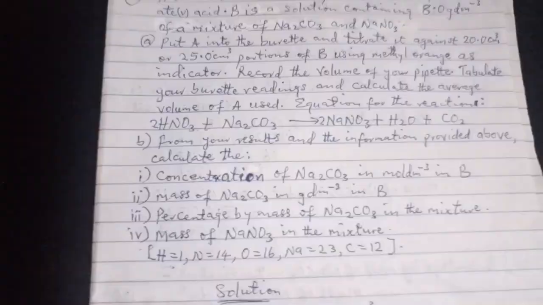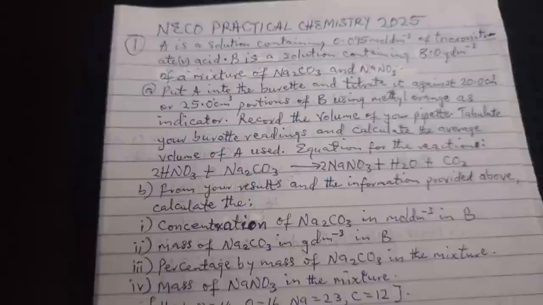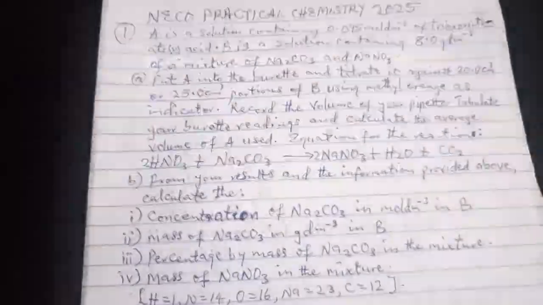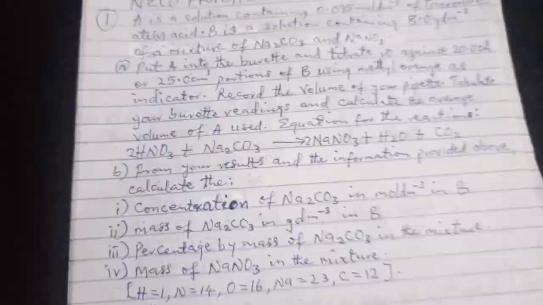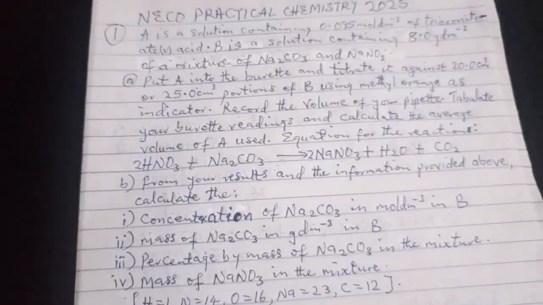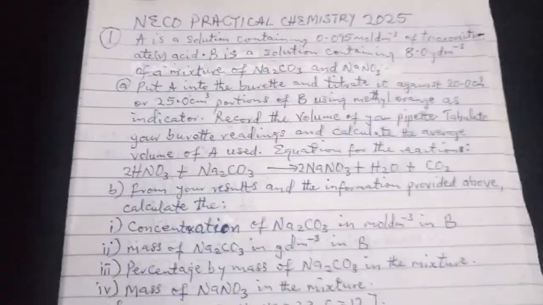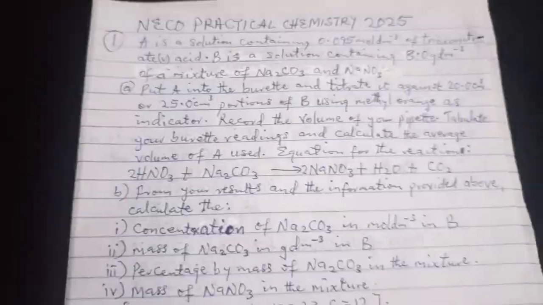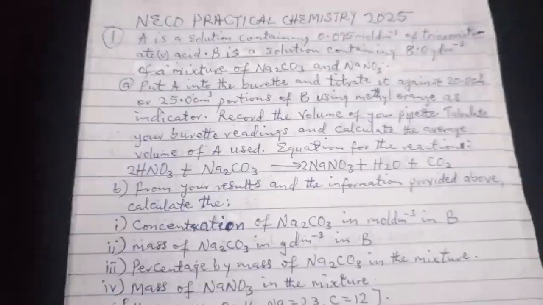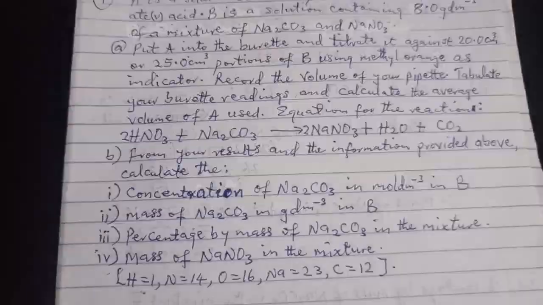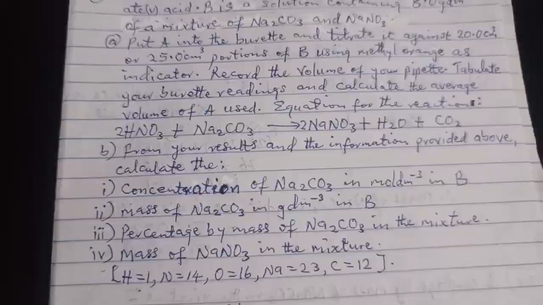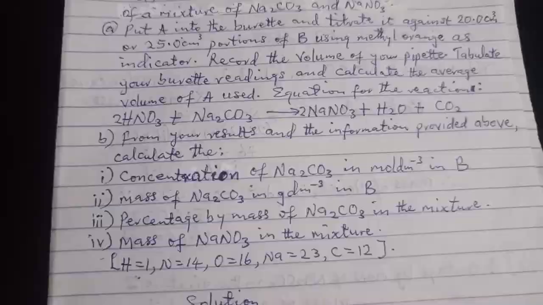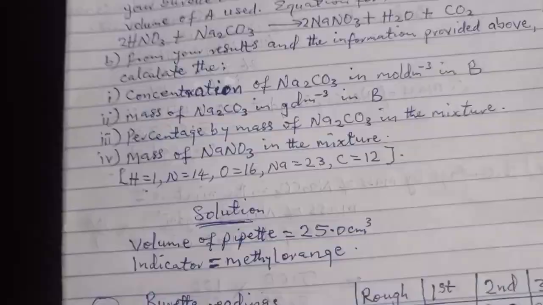Now, when you have a question like this, what you need to do: if you check, B is a mixture of two substances, two salts. It is not the two salts that will react. It's just one that will react. So the equation is telling you the one that is reacting and the product formed. Okay, so let's see the solution.